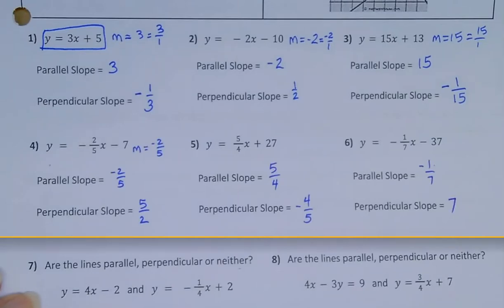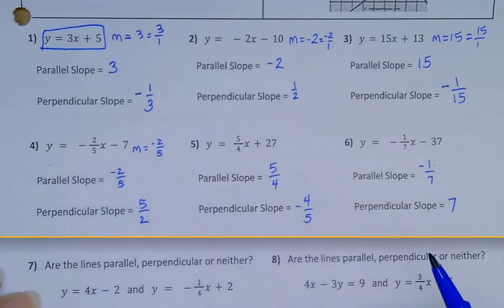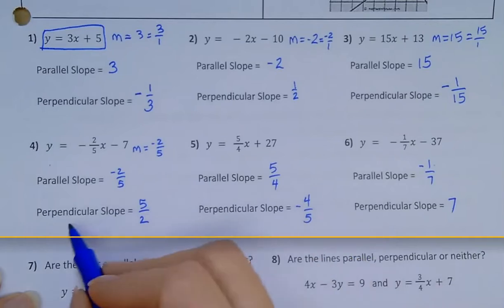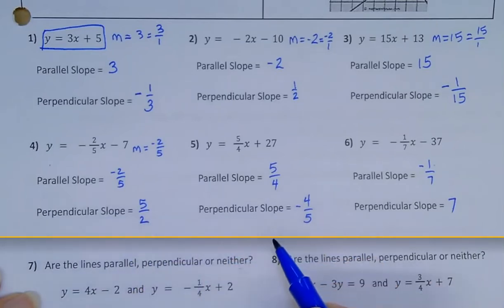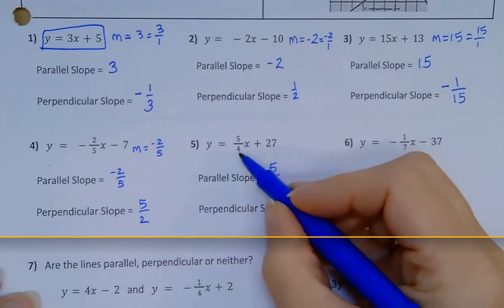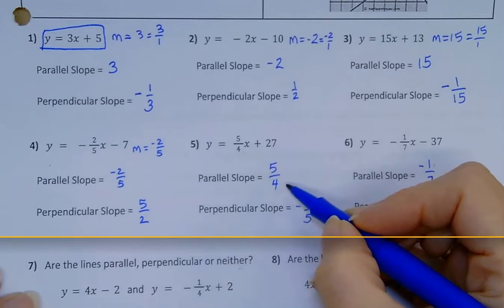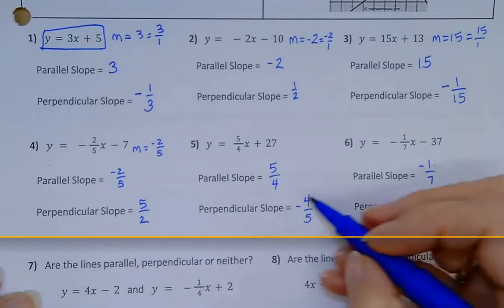All right, if you check your work, you'll see that for problem number 4, your original slope is -2/5, so a parallel slope is also -2/5. The perpendicular slope, we want the opposite reciprocal, so we are positive 5 over 2. Number 5, our original slope right here is 5/4, and so any parallel line would have that same slope. Perpendicular, we're going to have the opposite reciprocal, so change the sign and flip it upside down.